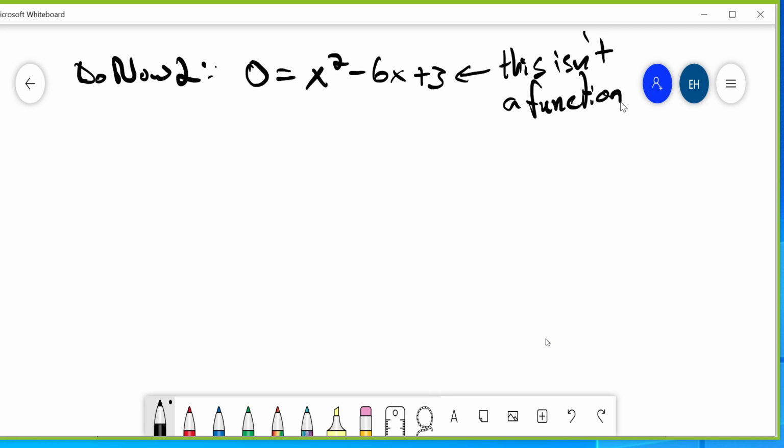Anyone have an idea for a function that we could write that would connect with this equation? Yeah, right. Just replace that 0 with f of x. And this is what's called the related function.